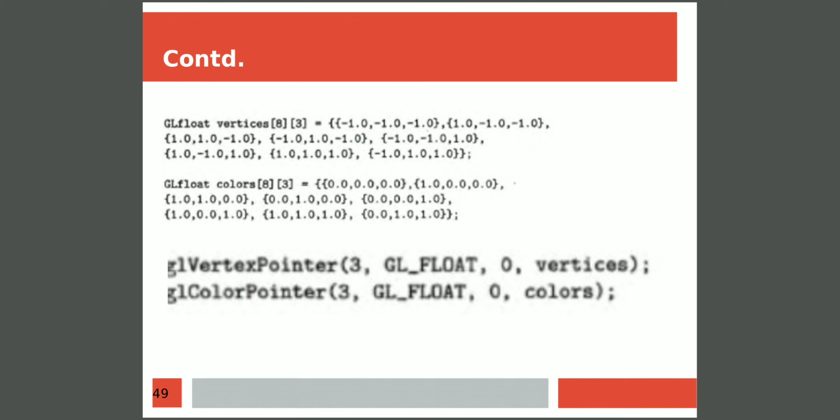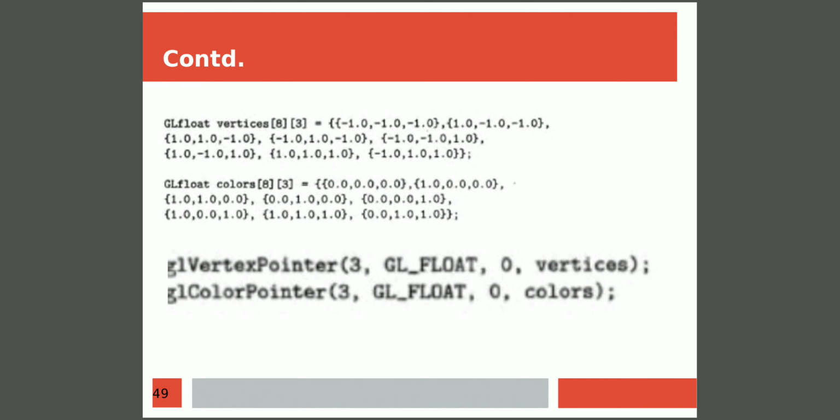Similarly, we need to tell the format for the second array also. Here the second array represents colors. So to give the format for the color array, we have a built-in function called GL color pointer. Here also it takes 4 parameters. The first parameter specifies that we are going to consider the 3 primary colors to represent the color, that is RGB color: red, green and blue.